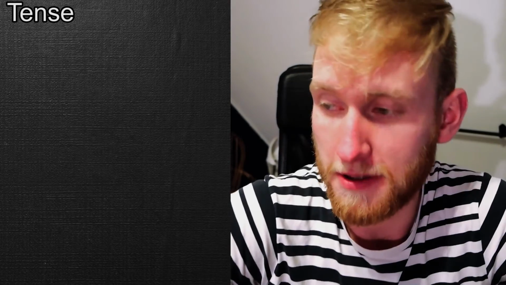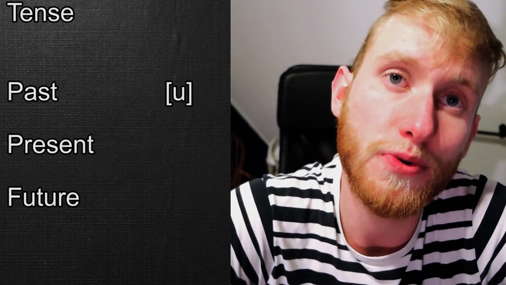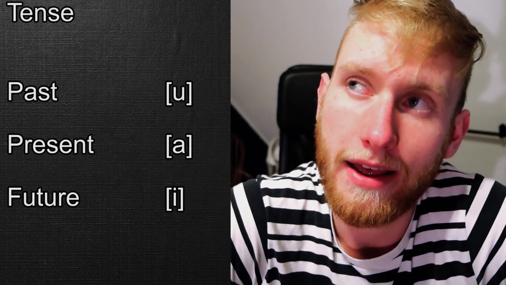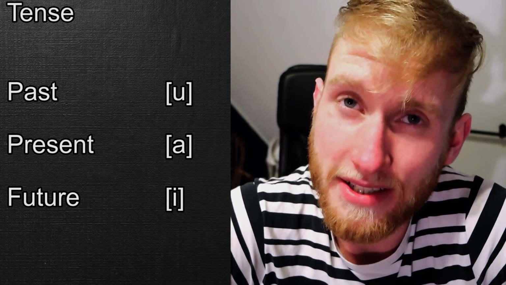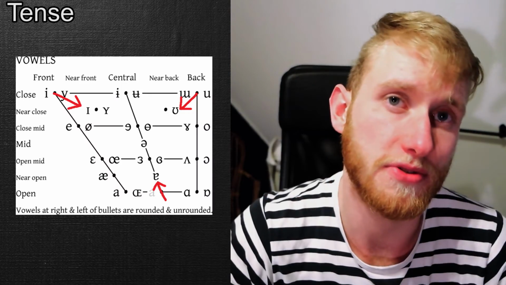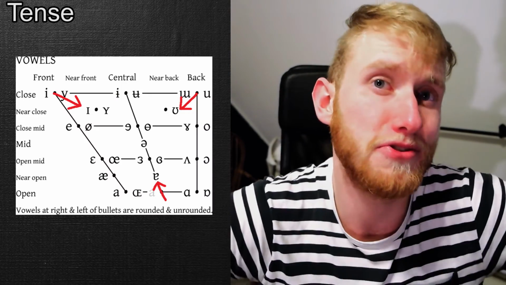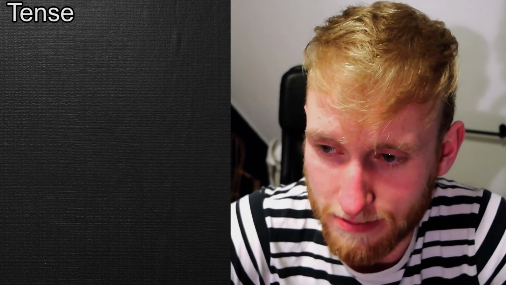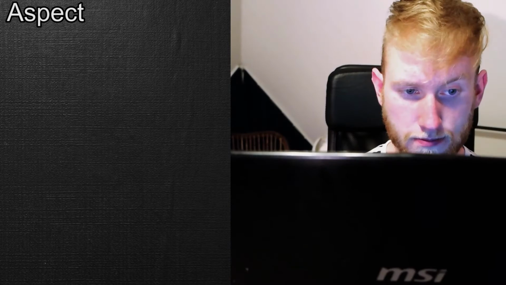Cool! Tense. It's pretty straightforward. Past, present, future corresponding to U, A, and I. And I might move them a little bit closer to the schwa, since they're used so often, and in the evolution of this language, they might be. Speakers are lazy. And finally, aspect.